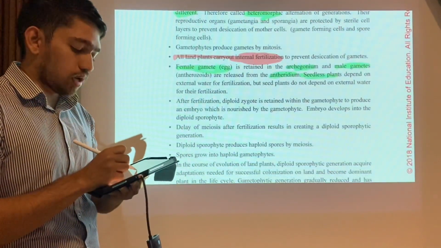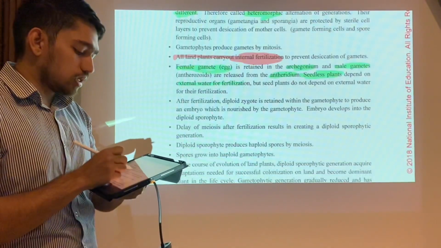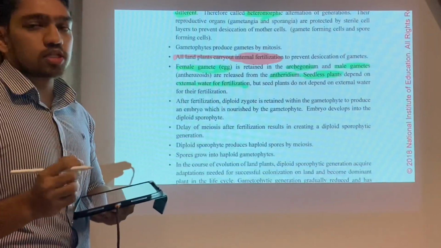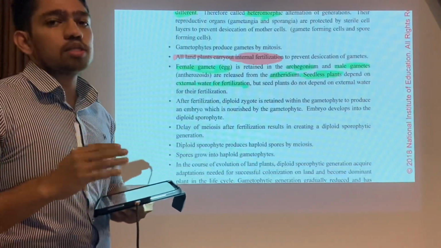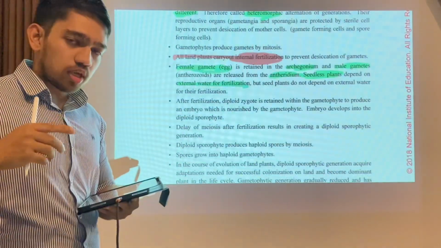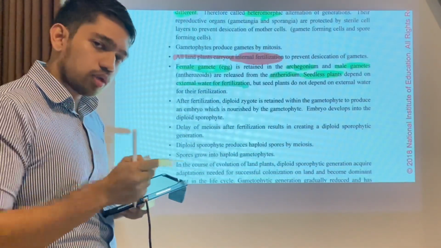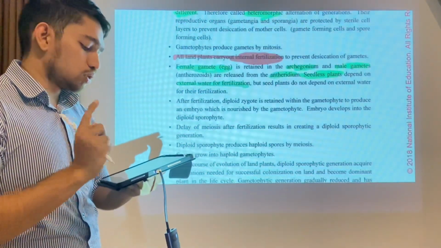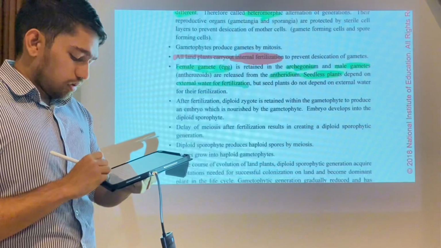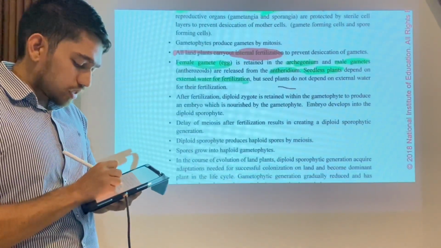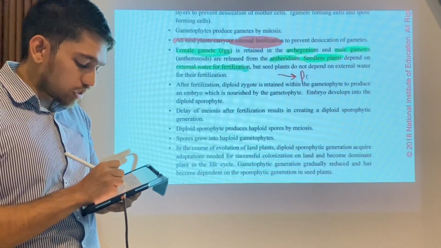The seedless plants will depend on external water for fertilization. That means the seedless plants produce motile sperms that have the ability to move, right? So they will move through external water and come into the archegonium and find the egg and fertilize it. But seed plants do not depend on external water. We'll learn this when we are doing the life cycle of seed plants, because seed plants have a structure called a pollen tube.